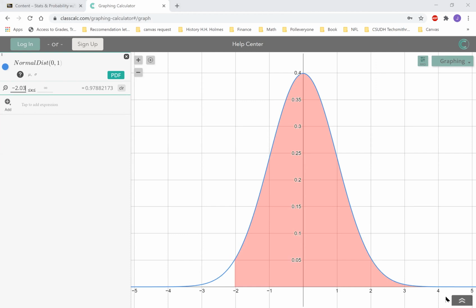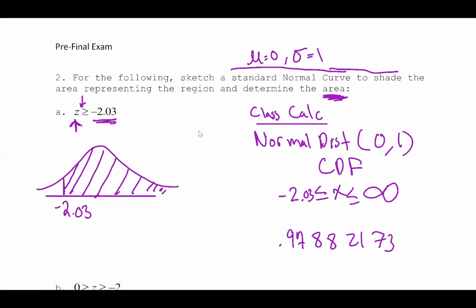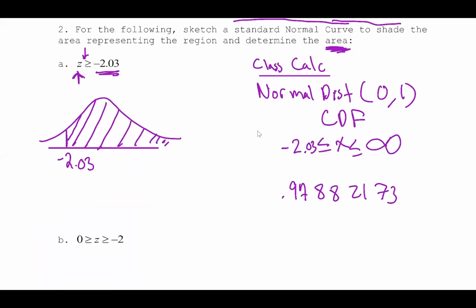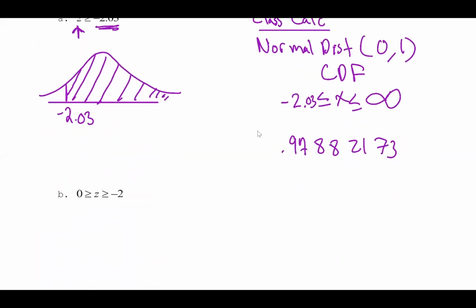All right, so that's A. So let's do B. So if you look at B, it says the probability that 0 is greater than or equal to z, which is greater than or equal to negative 2. So once again, for this one, it is in between.